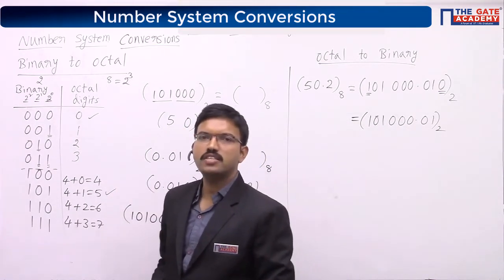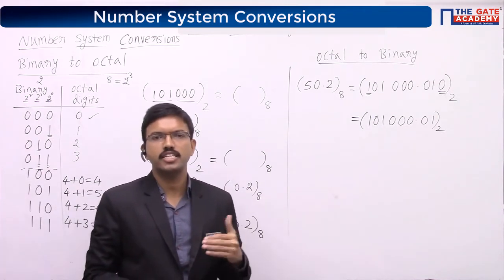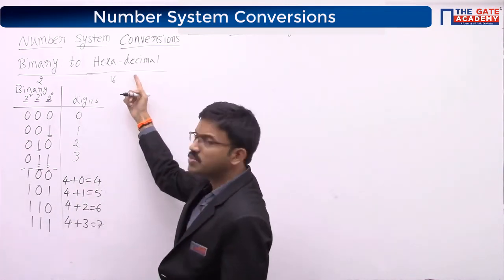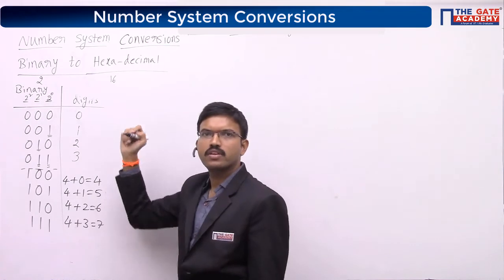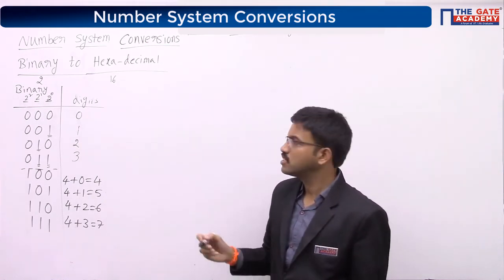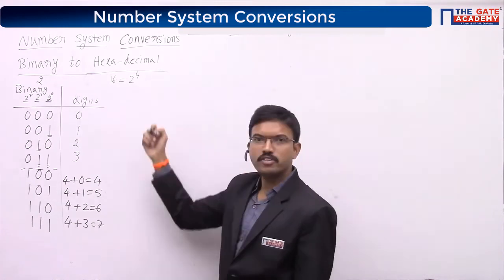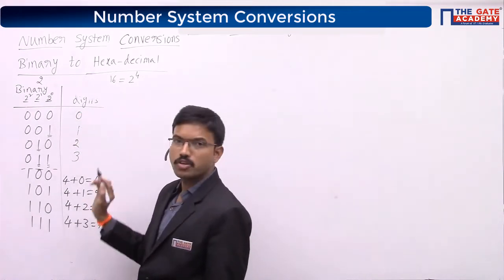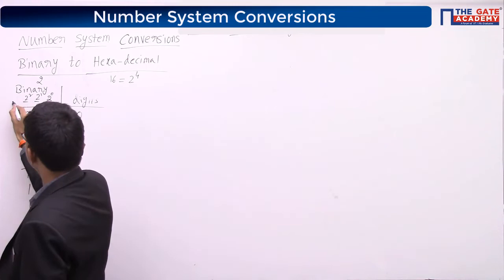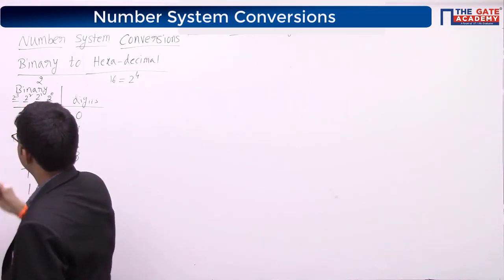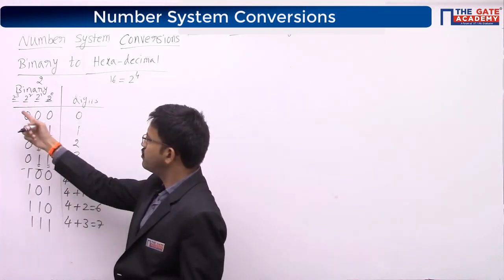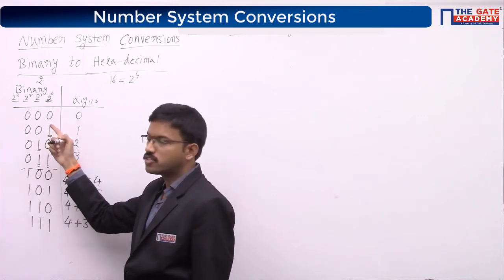Now the next one is binary to hexadecimal and hexadecimal to binary. Here in hexadecimal, the base is 16. 16 we can write as 2 power 4. So that means we require 4 bits of the binary. Here I am considering one more bit. Its position weight is 2 cube. So here 4 bits are there, and a total of 16 combinations will come.